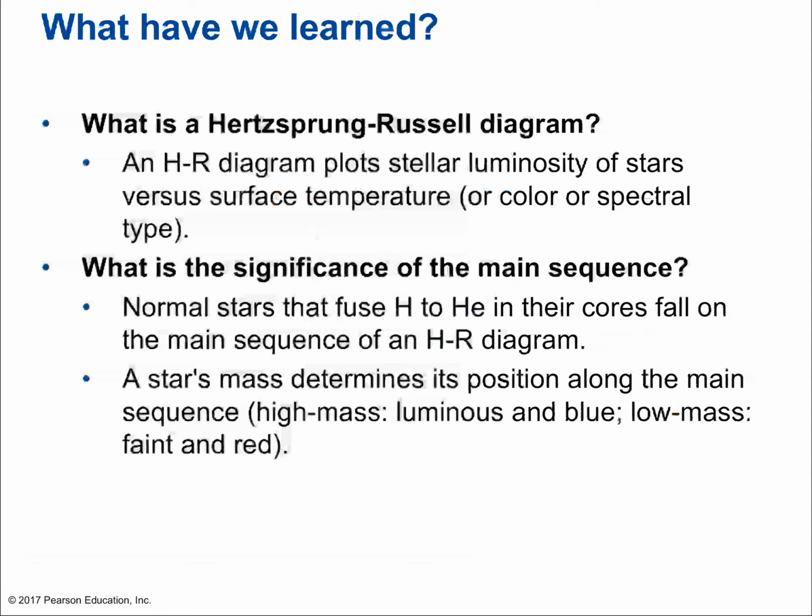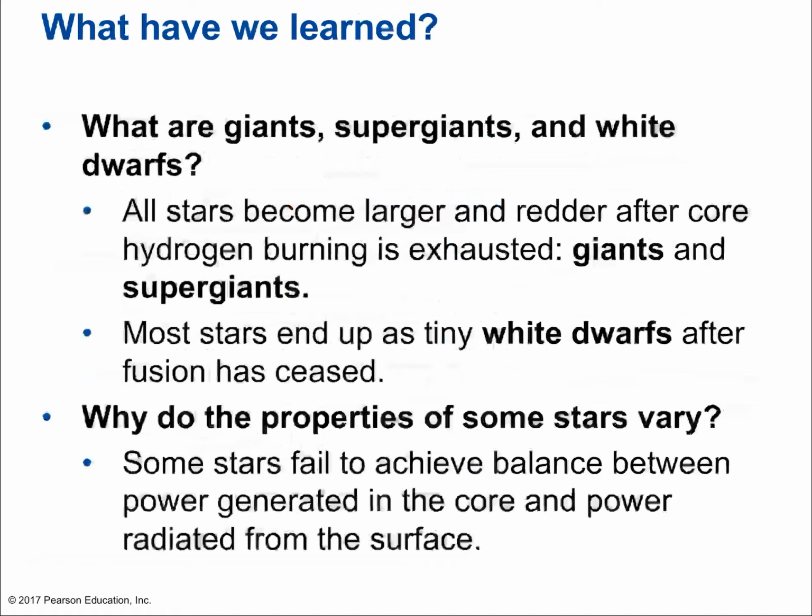So in summary, an HR diagram plots stellar luminosity of stars versus surface temperature. Surface temperature is the same as color. If you know color, you know surface temperature. If you know surface temperature, you know color. What is the significance of the main sequence? Well, that's any star that's fusing hydrogen into helium. That's it, main sequence. Once you stop fusing hydrogen into helium in your core, you are no longer a star on the main sequence. You're also dying. A star's mass determines its position along the main sequence. High mass, luminous in blue. Low mass, faint in red.